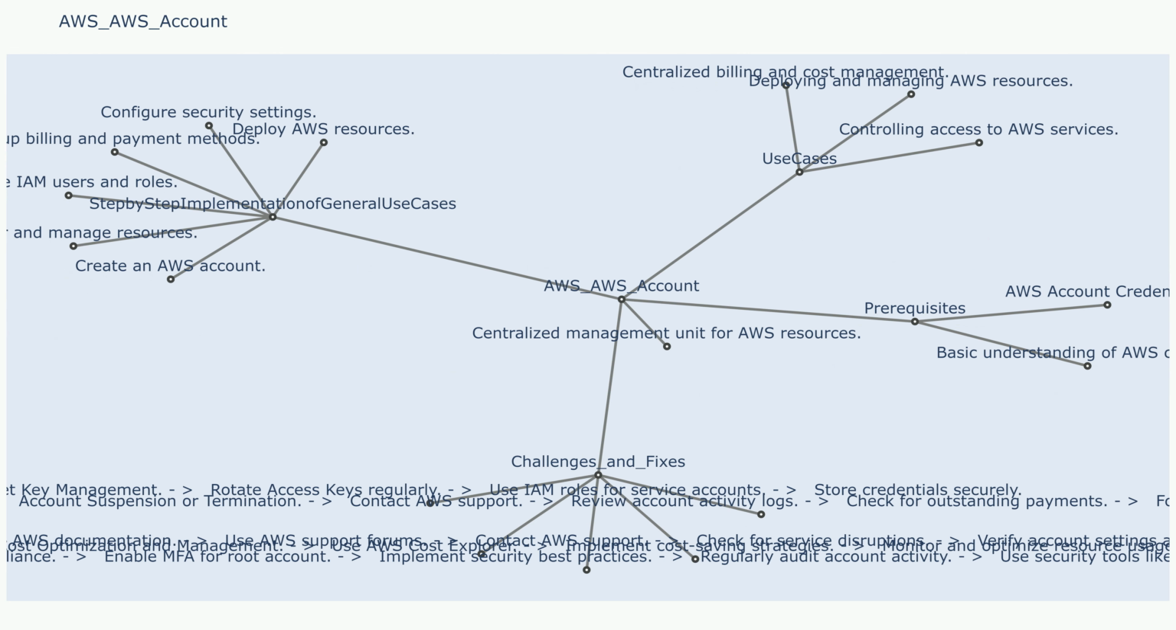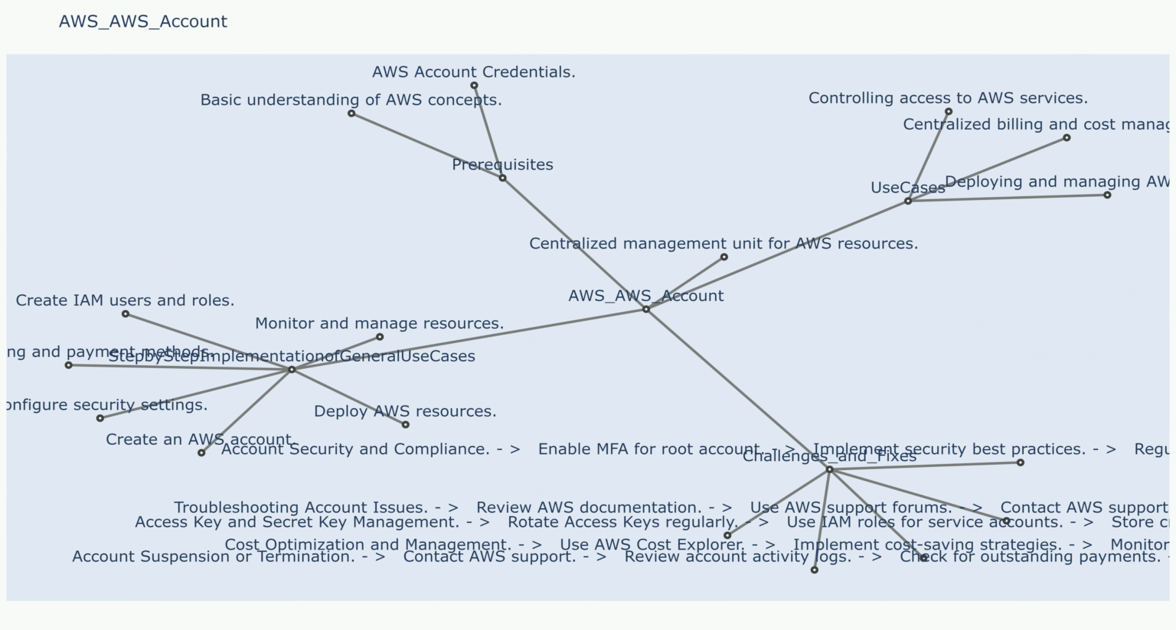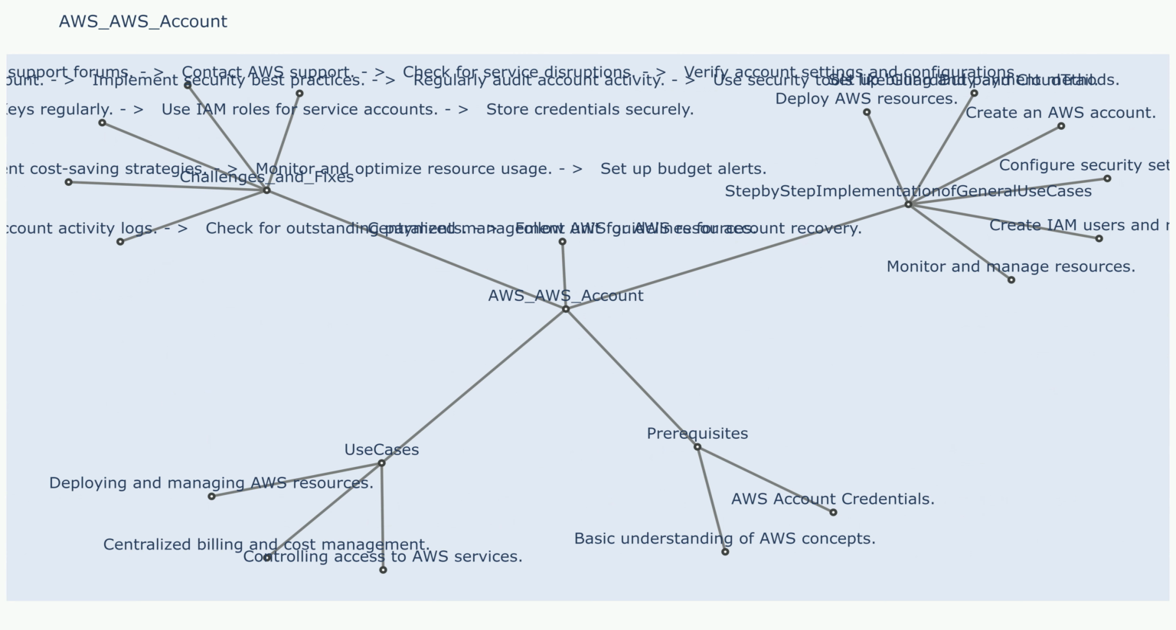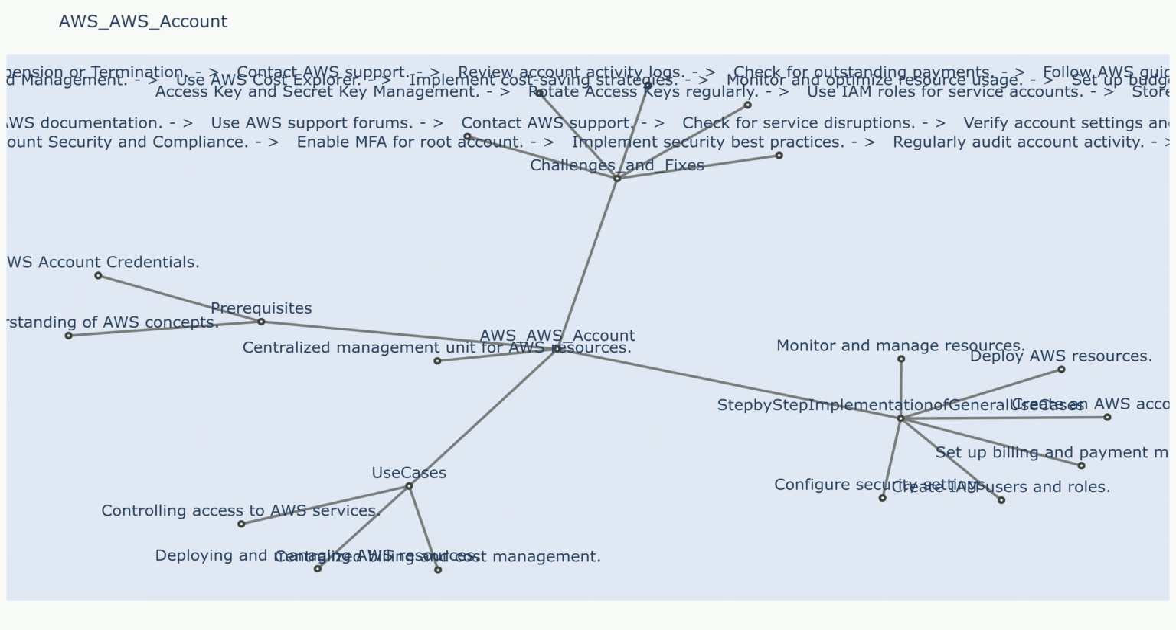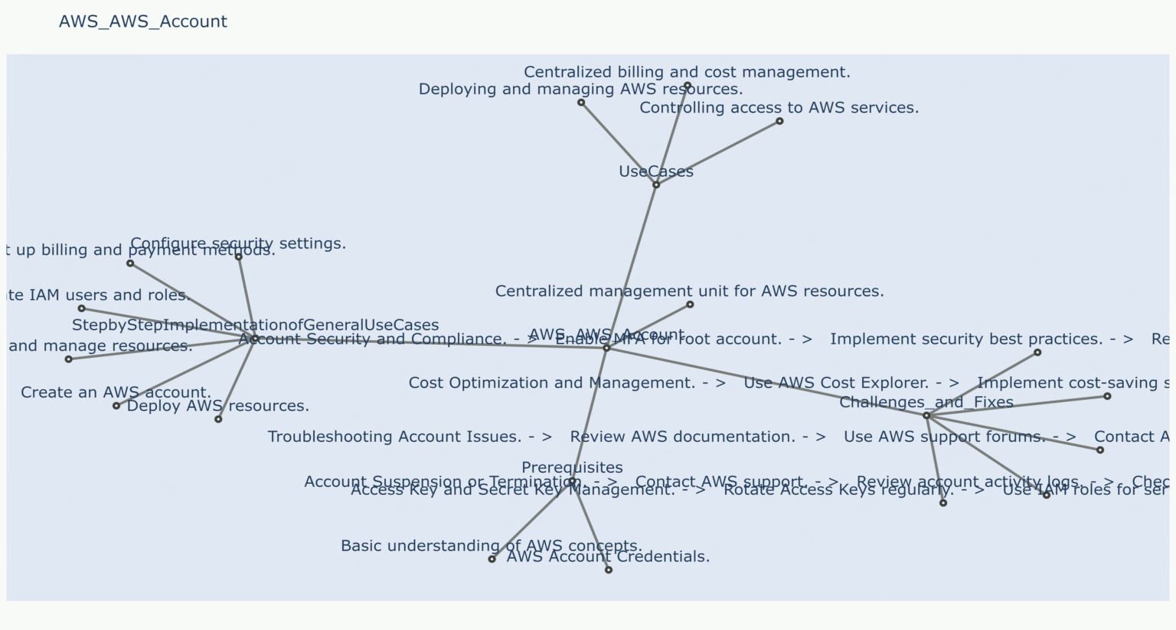Prerequisites: AWS account credentials. You need a valid AWS account with an access key ID and secret access key to interact with AWS services. Basic understanding of AWS concepts. Familiarity with fundamental AWS concepts like regions, services, and resource types is recommended.